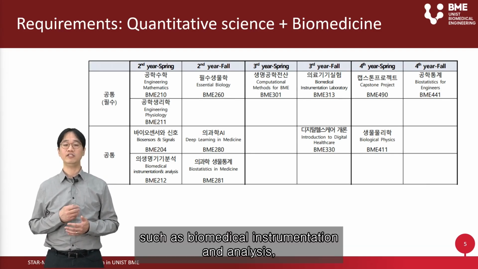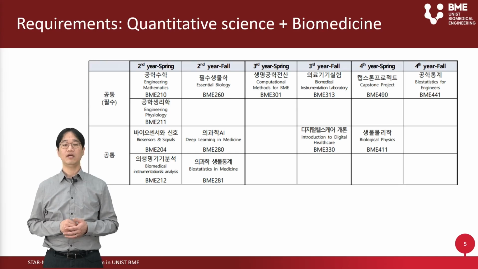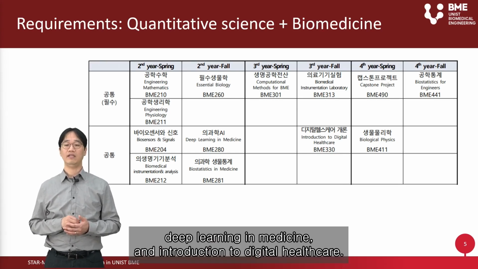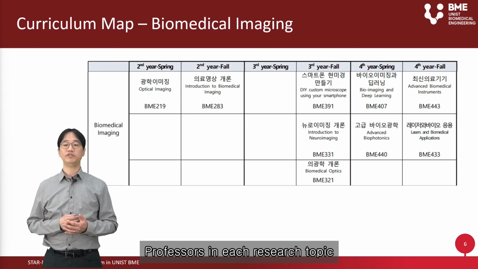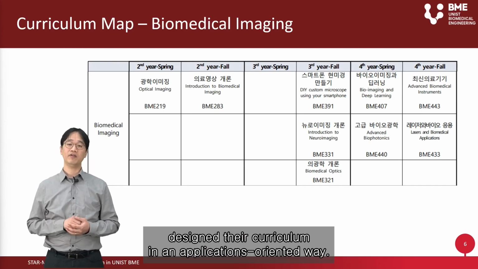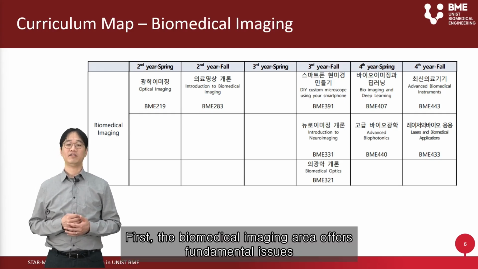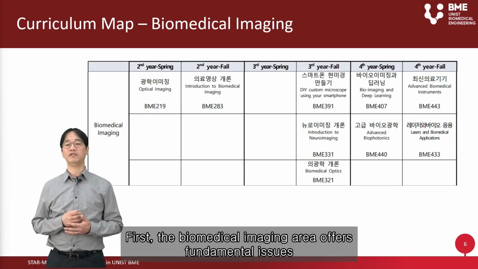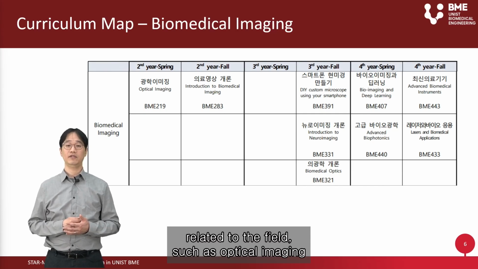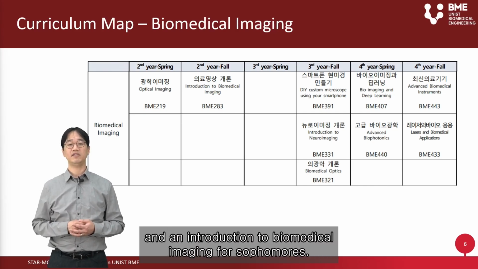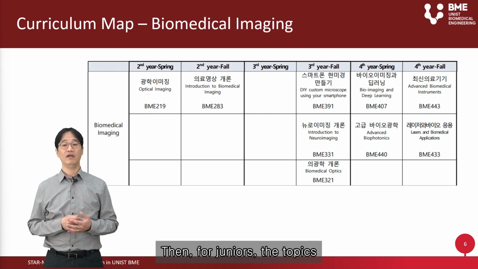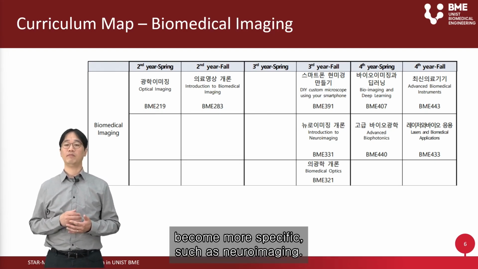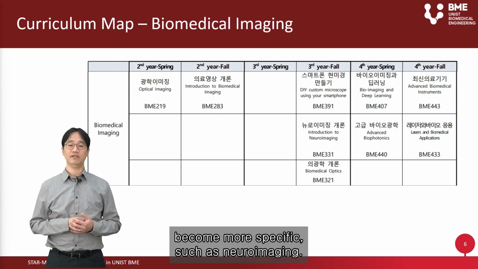such as biomedical instrumentations and analysis, deep learning in medicines, and introductions to digital healthcare. Professors in each research topic designed their curriculum in an application-oriented way. First, biomedical imaging area offers fundamental issues related to the field, such as optical imaging and introductions to biomedical imaging for sophomores. Then, for juniors, the topics become more specific, such as neuroimaging.